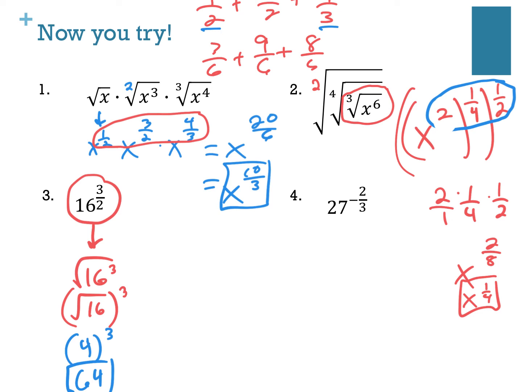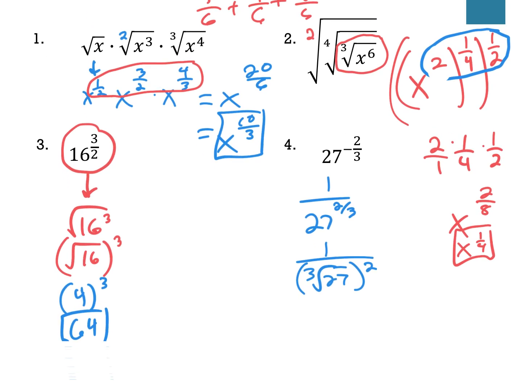In the next one, we see that there's a negative exponent, so the first step is to write it as a positive exponent by writing it on the bottom. And then in order to simplify this, let's convert that bottom to a radical. That would be the same as the cube root of 27 squared. Well, the cube root of 27 is 3. And so I get 1/3 squared, which is 1/9. So you should have gotten 1/9 for the answer for number 4.